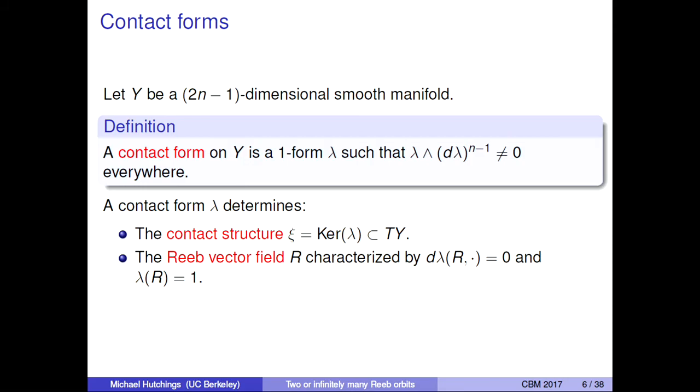And if you have a contact form, then it determines two things. Its kernel is a codimension 1 subbundle of the tangent bundle. And there's also a Reeb vector field R. And this is in the kernel of d lambda. So this equation implies that the kernel of d lambda is one-dimensional. So R is in the kernel of d lambda. And we also normalize it by saying that lambda of R is equal to 1.